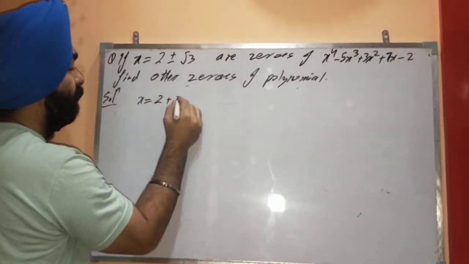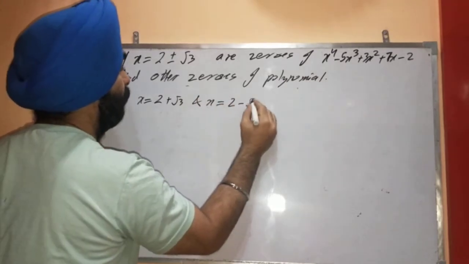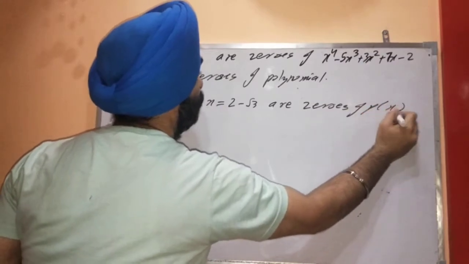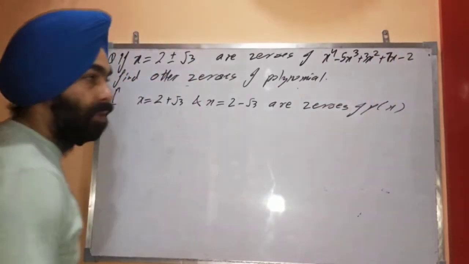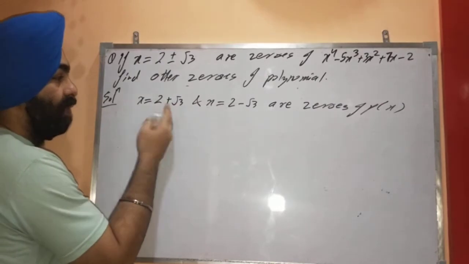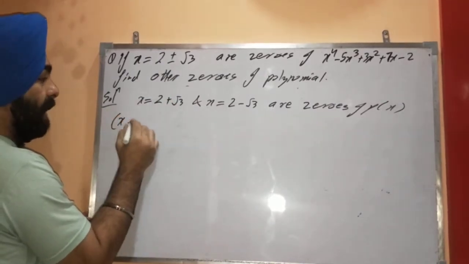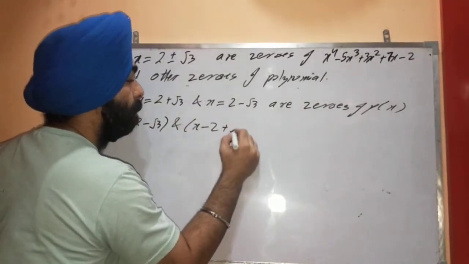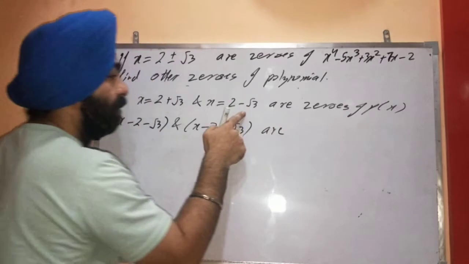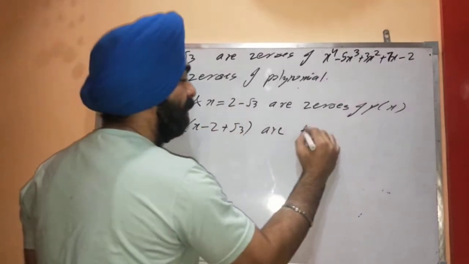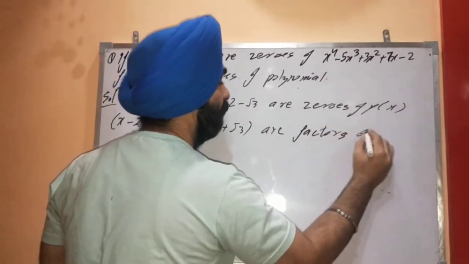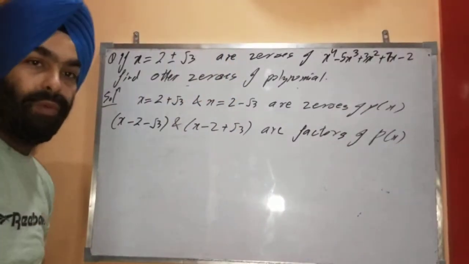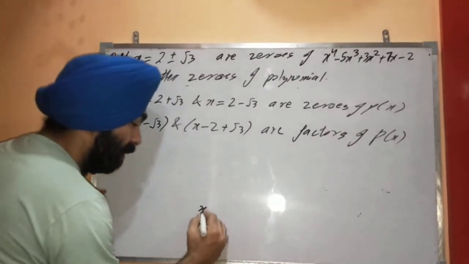So we will start as we did in the last question. x is equal to 2 plus root 3 and x is equal to 2 minus root 3 are zeros of px, that is, the polynomial which is given to us. Now these two zeros will be taken to the other side. That will become x minus 2 minus root 3 and x minus 2 plus root 3. Now these were zeros, so what will they become now? Factors of px. Now we will multiply these two. How to multiply? This is very important.